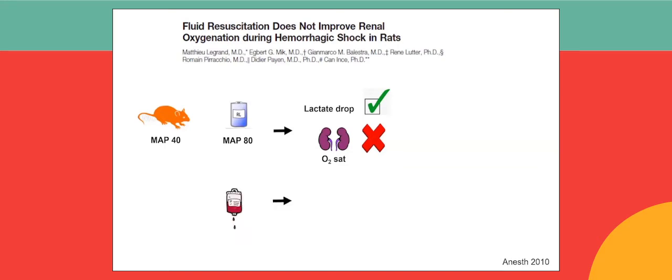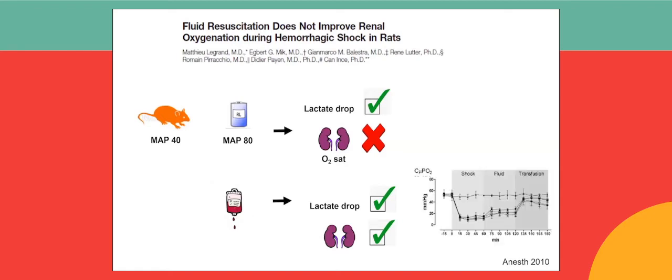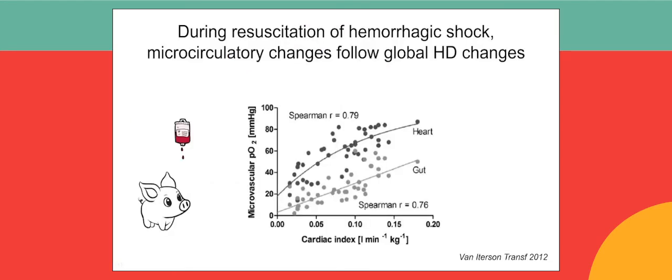What happens if you transfuse these rats with blood, with rat blood, so animal blood? The lactate drops, and also the tissue saturation within the kidney improves. So thereby, red blood cells also have an effect on the tissue saturation. And here you can see the measurements. This is the PO2, so the oxygen tension within the microvasculature of the kidney. You can see that it decreases during shock, with fluid nothing much really happens, and after it's transfused, it comes back to normal.